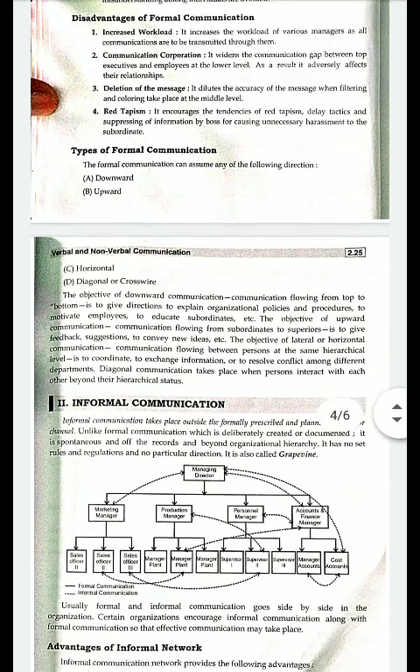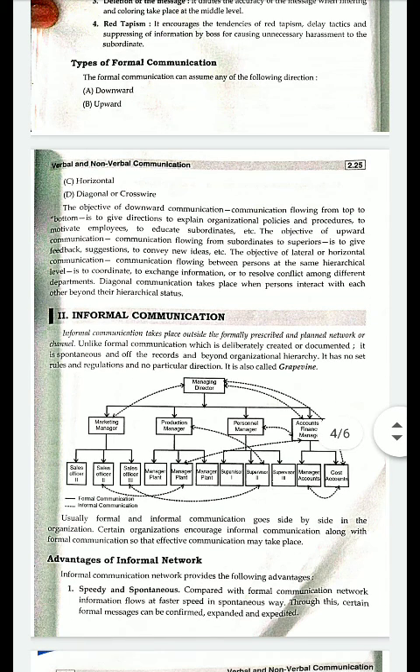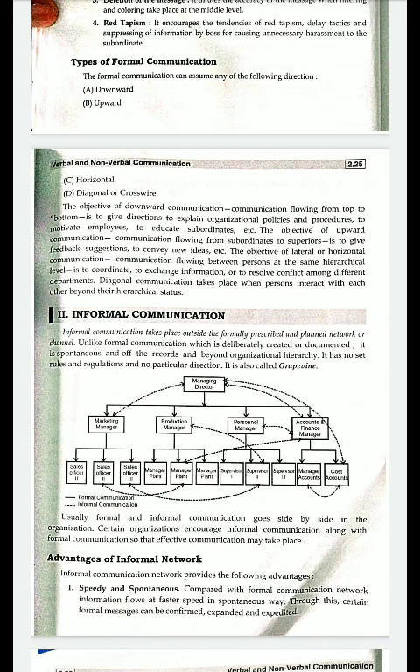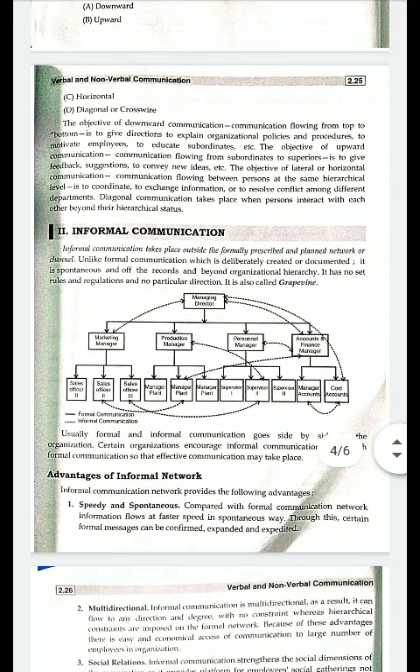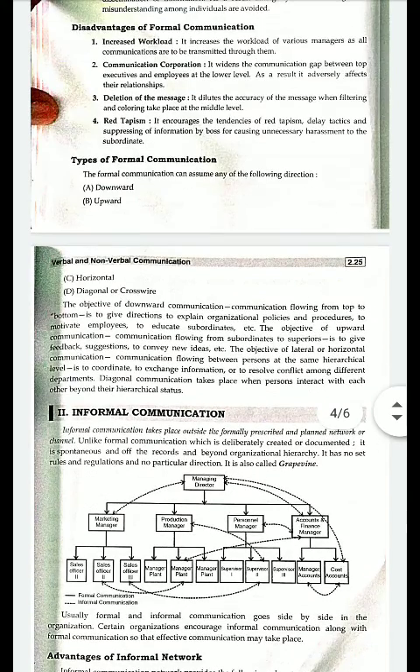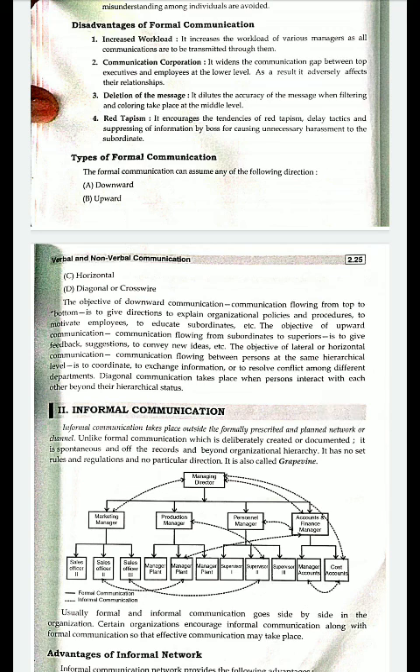And the next one is the various types of formal communication. The first one is downward, next one is upward, next is horizontal, and diagonal. In upward communication, from the bottom level the flow of information is generated. Downward is from up to down. Next one is horizontal, from your right-hand side to left-hand side. In this way, the flow of information in the organization is done.